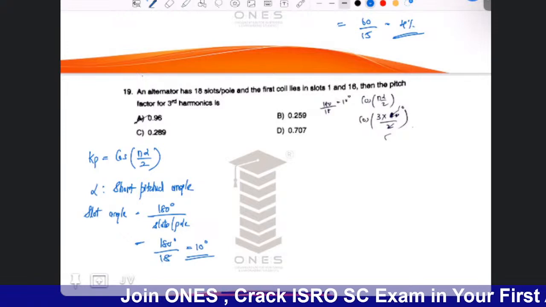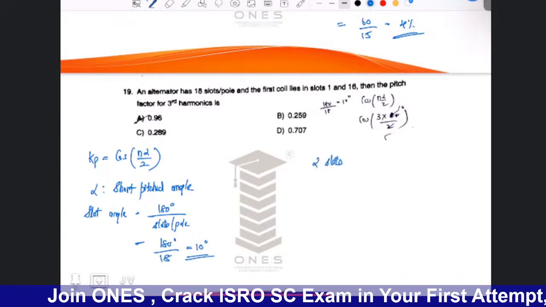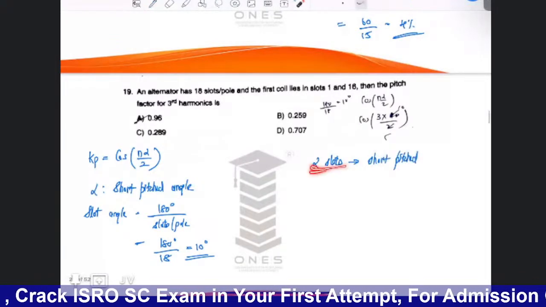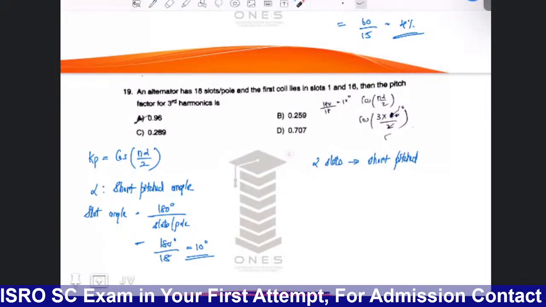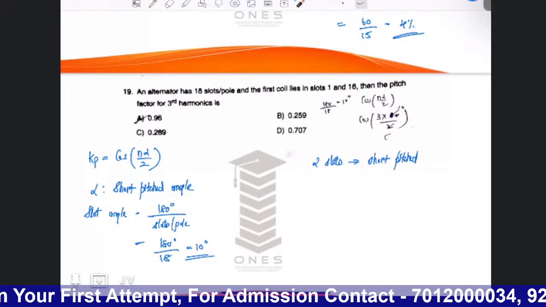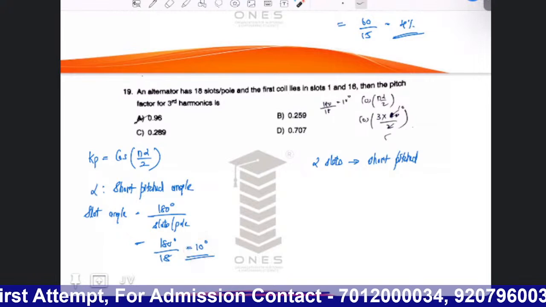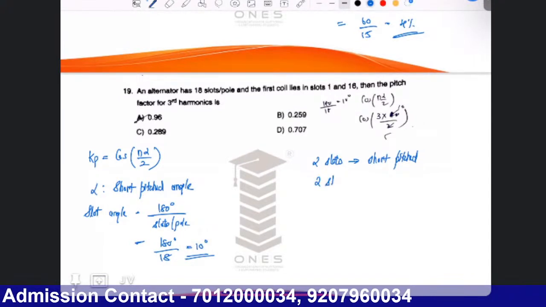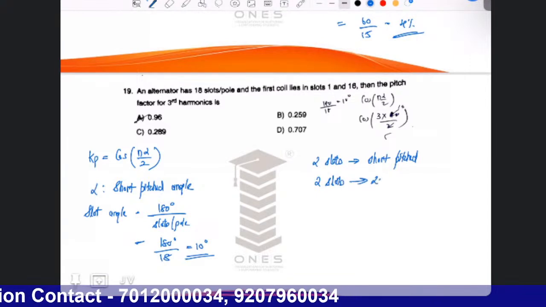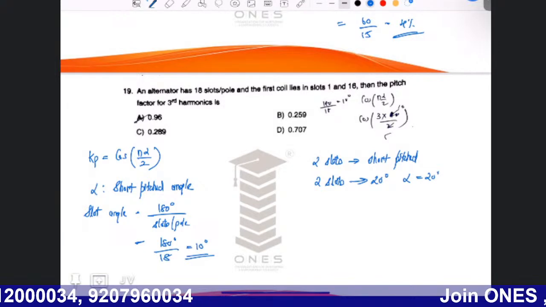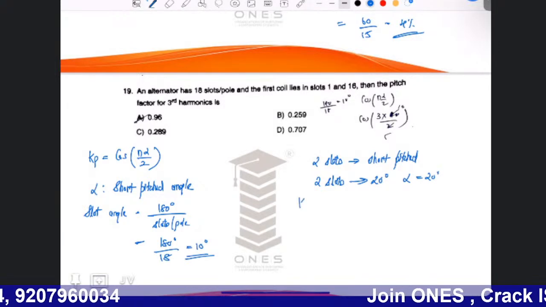2 slots അല്ലെ? The coil is short pitched by 2 slots. ഏതൊക്കെ? സ്ലോട്ട് നമ്പർ 17ഉം 18ഉം നമ്മൾ എന്ത് ചെയ്തു? ഷോർട്ട് പിച്ച് ചെയ്തു. So 1 slot is equal to 10 degrees ആണെങ്കിൽ 2 slots will be equal to how much? It will be equal to 20 degrees. So alpha is how much? Alpha is 20 degrees.